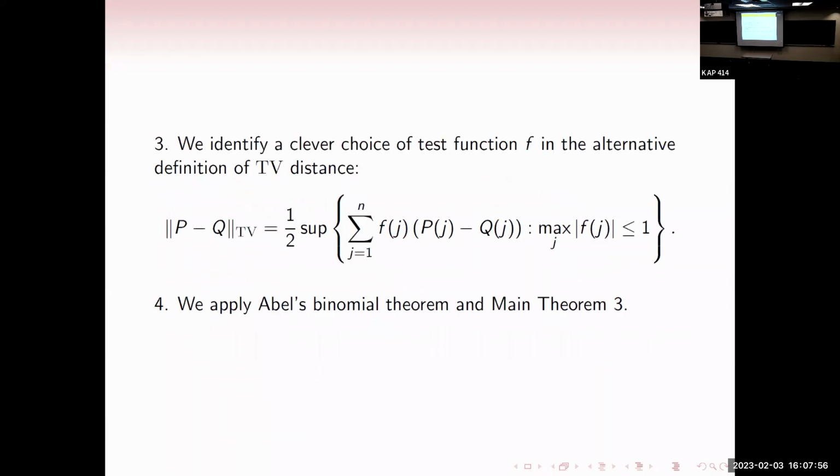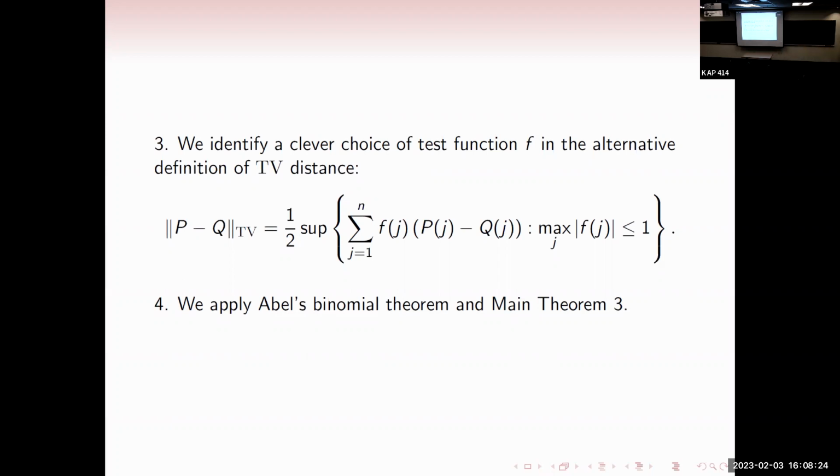And then we also identify a clever choice of test function for this. And then apply both the binomial theorem and the main theorem 3, which will give us, for P equals 1/2, that rate after some work.